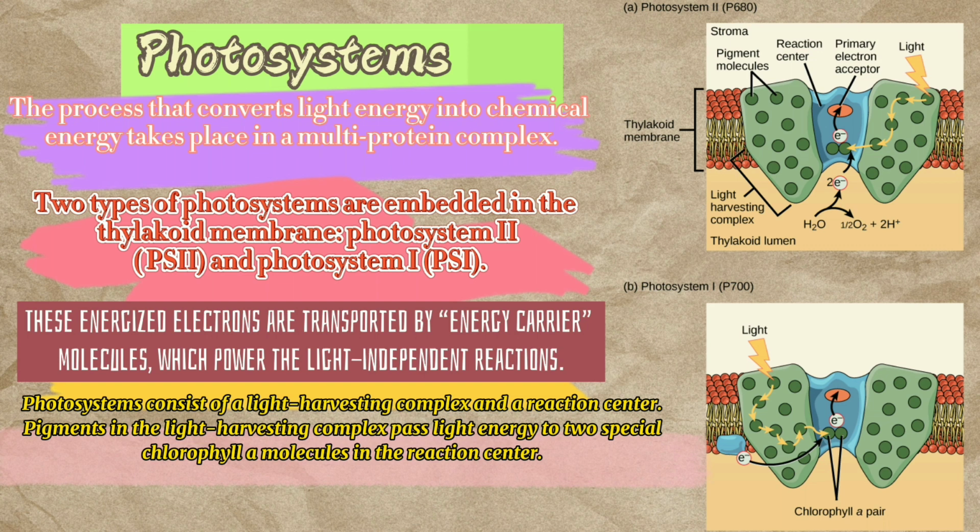Photosystems are where the process that converts light energy into chemical energy takes place, in a multi-protein complex. Two types of photosystems are embedded in the thylakoid membrane, namely photosystem 2 and photosystem 1. These energized electrons are transported by energy carrier molecules which power the light-independent reactions. Photosystems consist of a light harvesting complex and a reaction center. Pigments in the light harvesting complex pass light energy to two special chlorophyll a molecules in the reaction center.